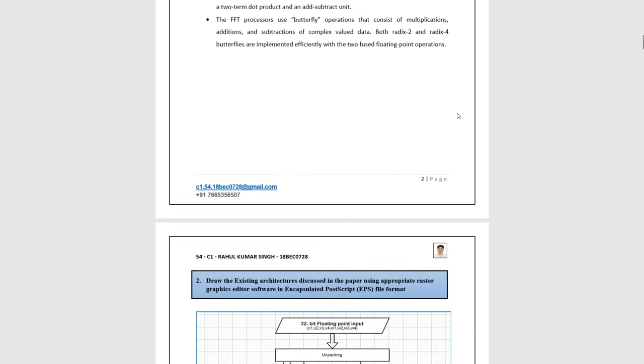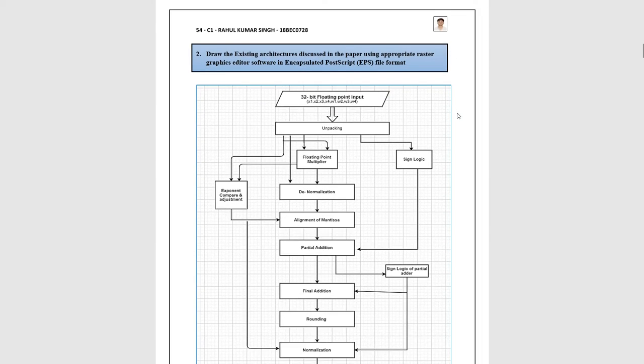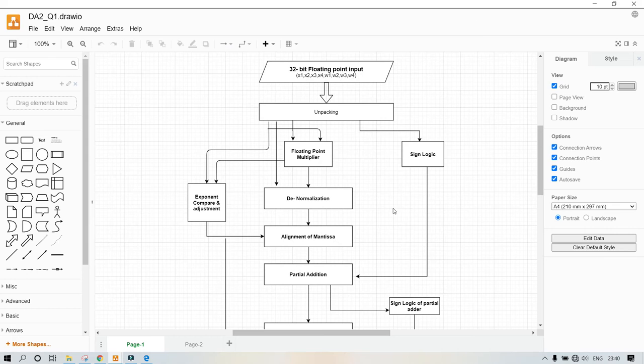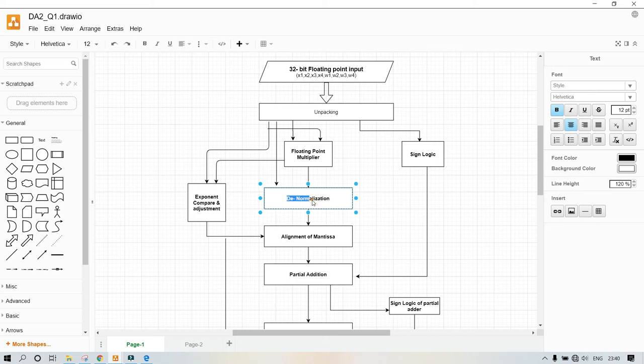Coming to question 2, draw the existing architecture discussed in the paper using an appropriate raster graphics editor. Here the existing architecture discussed in the paper is drawn using the software draw.io and is not copy pasted. As you can see, the diagram has been drawn using the tool draw.io and it's entirely editable.